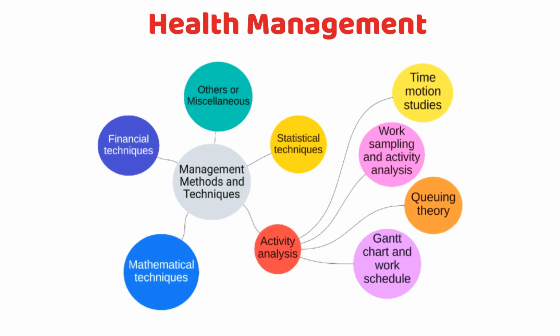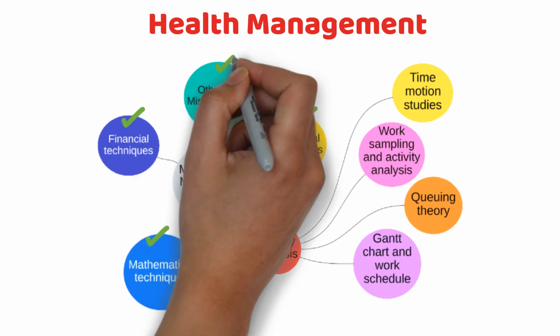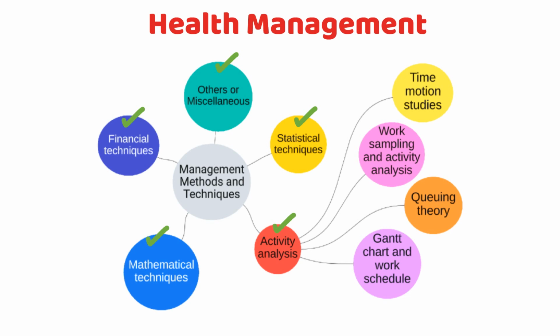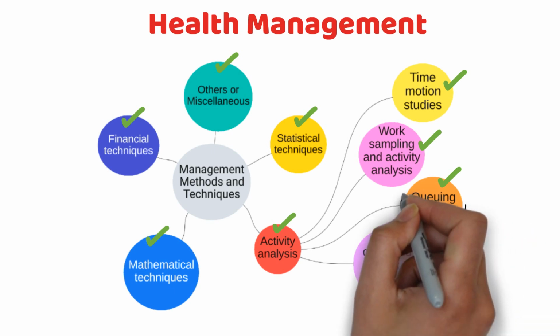Hello everyone. Welcome to the lecture series on health management. We discussed that management methods and techniques are broadly classified into 5 categories: statistical techniques, activity analysis, mathematical techniques, financial techniques, and others or miscellaneous techniques. Activity analysis includes techniques like time motion studies, work sampling and activity analysis, queuing theory, and Gantt chart and work schedule. In this session, we will discuss the queuing theory.